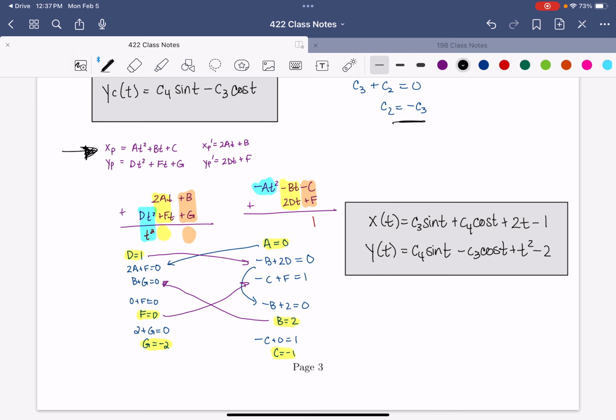A lot of times, just the way that this works, sometimes you end up with a lot of zeros, which we did. We ended up with 2 of 6 were 0. And then we can put together our full solution.